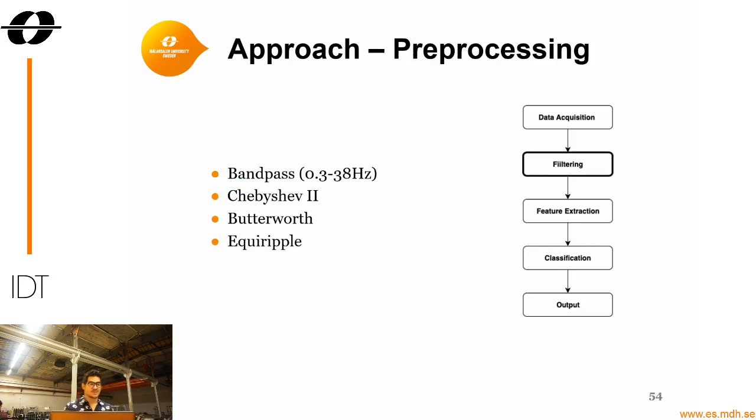So for pre-processing, we chose to use bandpass to let the frequencies in between 0.3 to 38 through, which were the relevant ones for us. And we used the Chebyshev method, Butterworth, and Equiripple, and looking at the results, we observed that the Chebyshev gave the best result out of the three, so that's why we decided to go further to the online implementation with the Chebyshev.